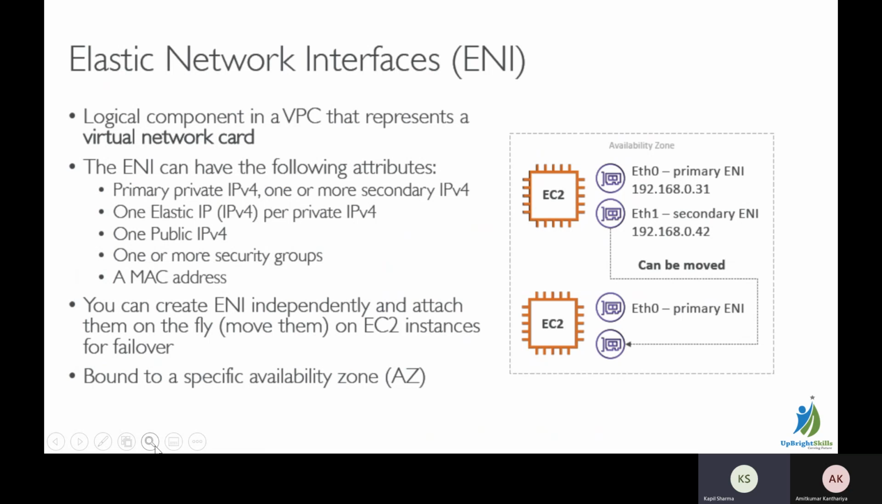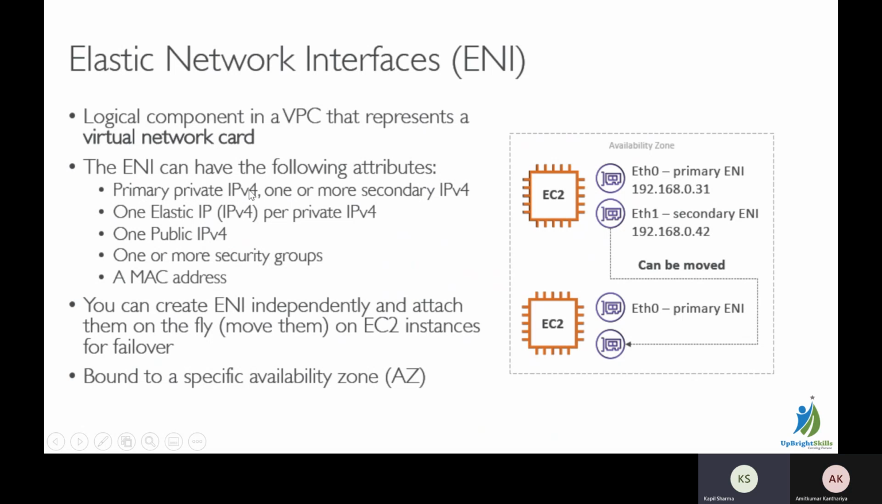Elastic Network Interface, ENI, is a network card which is attached to your EC2 instances. It is again a logical component. It is not physical, it is logical. For us, it is always logical because we are using virtual servers. It is a logical component in a VPC that represents a virtual network card. ENI is called Elastic Network Interface.